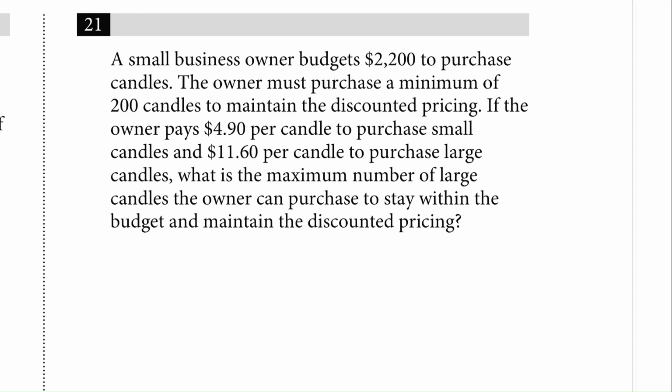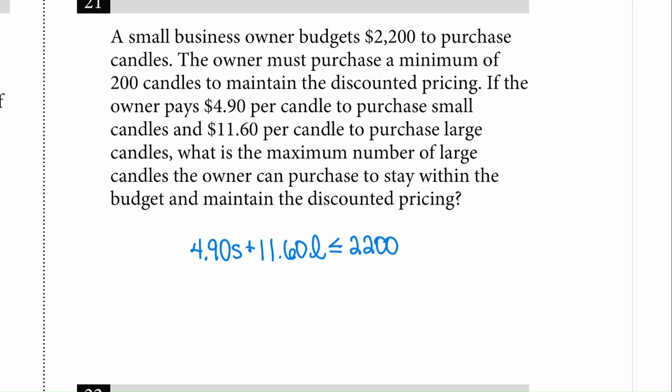candles here. So we are going to have 490 for our small candles, 1160 for our large candles. And we know that she has to be less than or equal to $2,200 because that's the budget. Now, it does say that she has to purchase a minimum of 200 candles. So the sum of the small candles and the large candles has to be greater than or equal to 200. Now, let's take this over to Desmos and find out what the maximum values are.